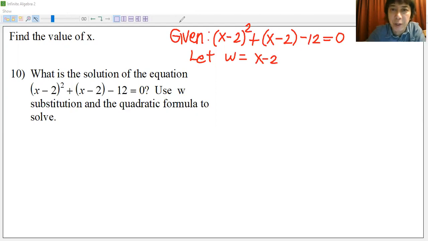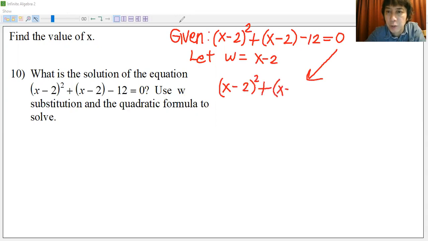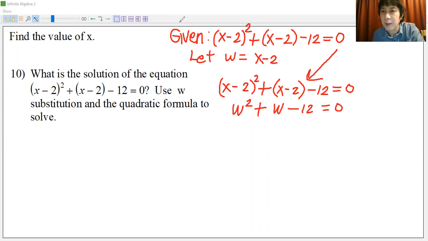Here is the equation: (x - 2)² + (x - 2) - 12 = 0. According to our substitution, x - 2 is equal to W. So this will become W² + W - 12 = 0. And we have this simpler equation, W² + W - 12.